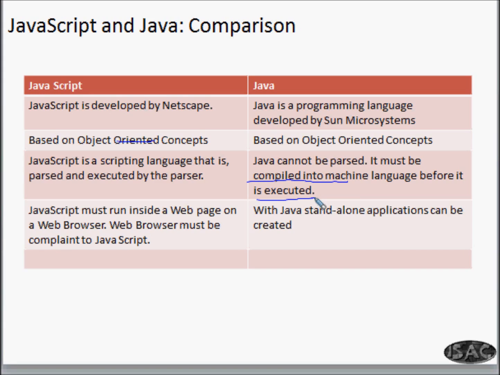JavaScript must run inside a web page on a web browser. The web browser must be compliant with JavaScript, so there are some compatibility issues. With Java, you can develop a standalone application, and you can develop a web-based application, but this script will always work in the browser only.